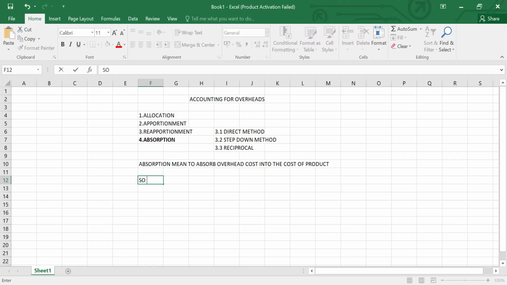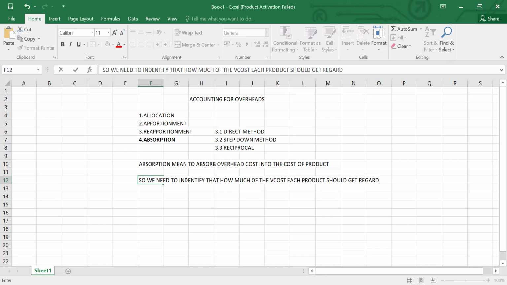how much of the cost each product should get regarding overheads. So for example, let's say that our overheads to the production cost center were 10,000. We need to calculate how much of this 10,000 will be given to each product.